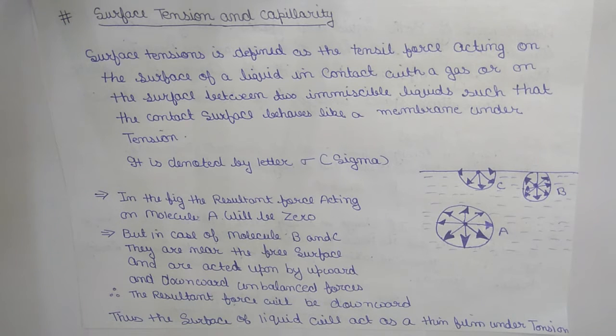As you can see in the figure on the right hand side, the resultant force acting on a molecule A will be 0, but in case of molecules B and C, they are near the free surface and are acted upon by upward and downward unbalanced forces. Therefore, the resultant force will be downward. Thus, the surface of the liquid will act as a thin membrane under tension.